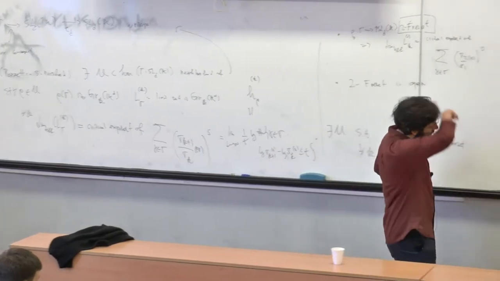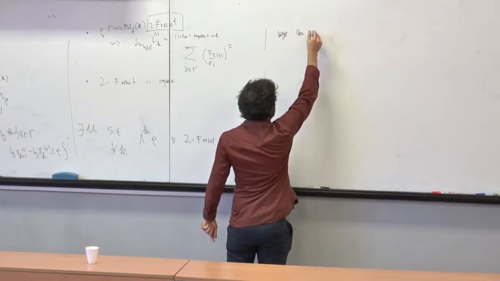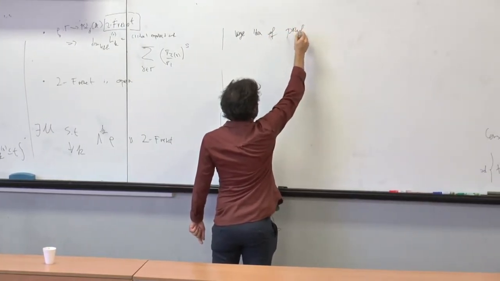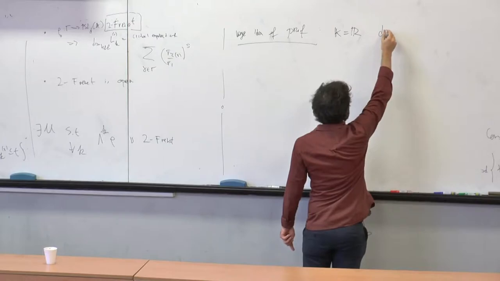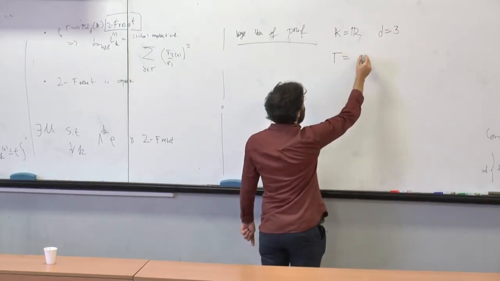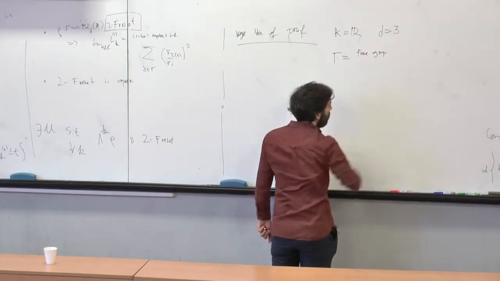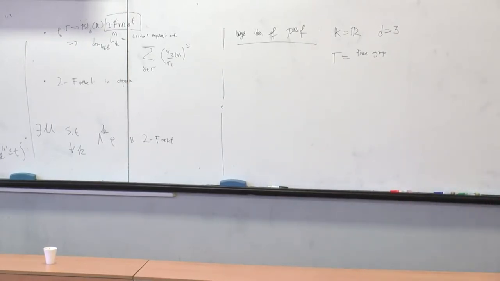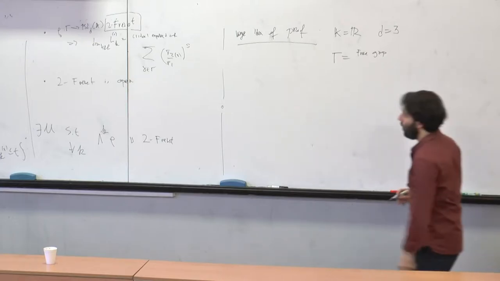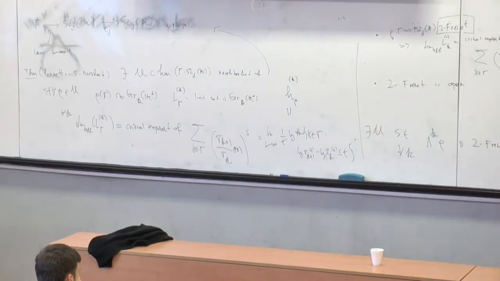So let me give you some very vague ideas of the proof. Let me say that we're going to do it for k equals R and d equals 3, and gamma is going to be some free group. So let me tell you what's going on here. I think this in some sense contains the whole argument, at least for k equals 1 here. So if you understand this case, you understand everything.